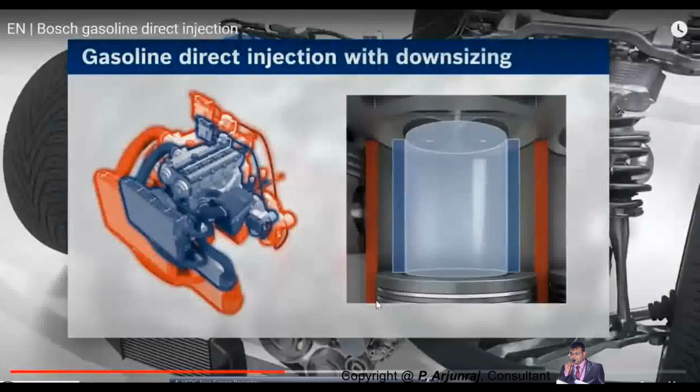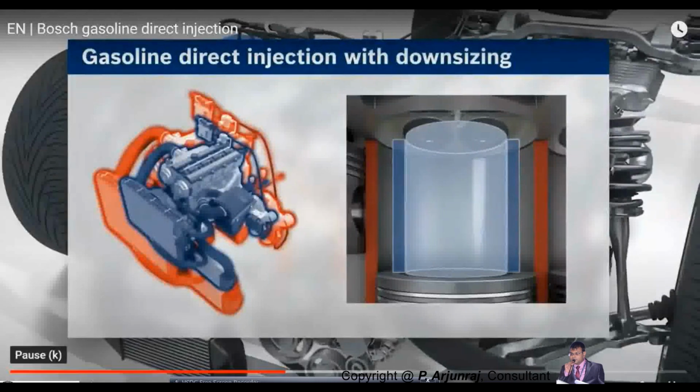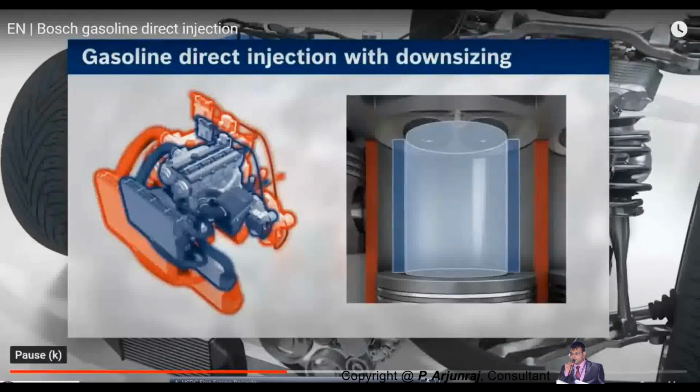So when you're going with this TGDI, the displacement of the engine can be reduced. That is one advantage, because you can also go for downsizing of the engine, and this will help increase the power output, increase the fuel efficiency, and reduce the emissions.